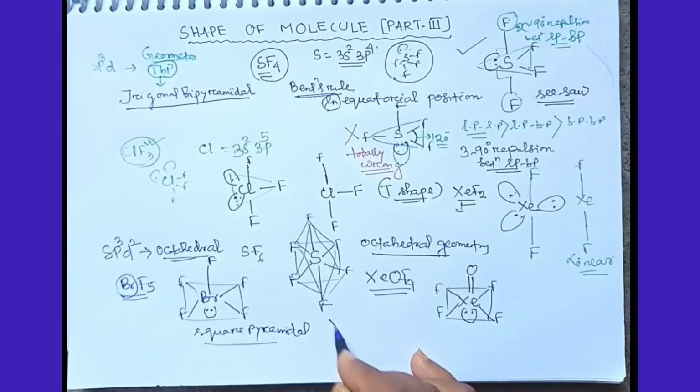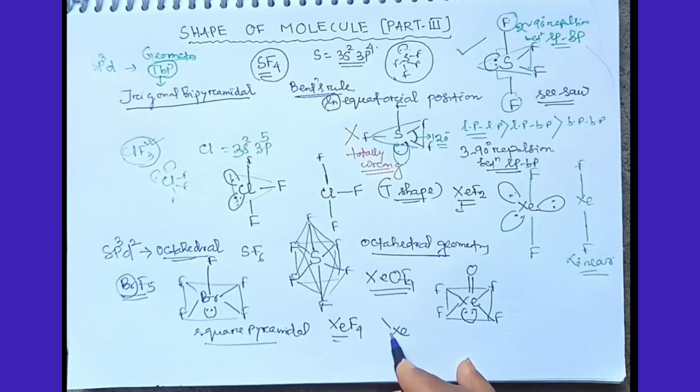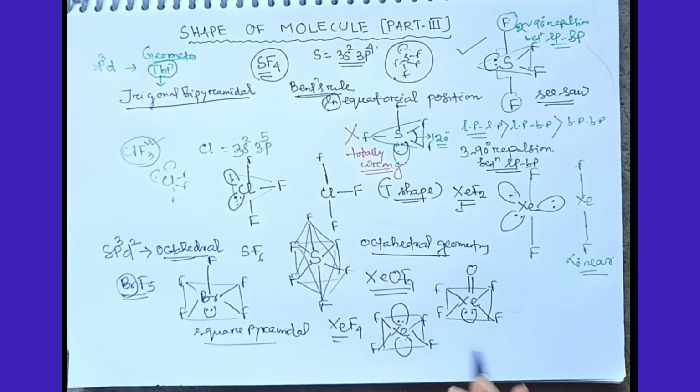Now if we discuss xenon tetrafluoride. Similarly, xenon has 8 outermost electrons. So here 4 fluorines will be in the plane, and 2 lone pairs, one above the plane and the other below the plane. Okay.